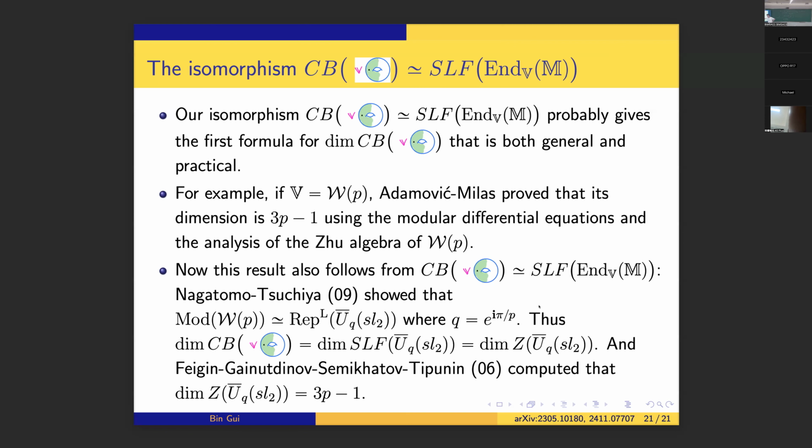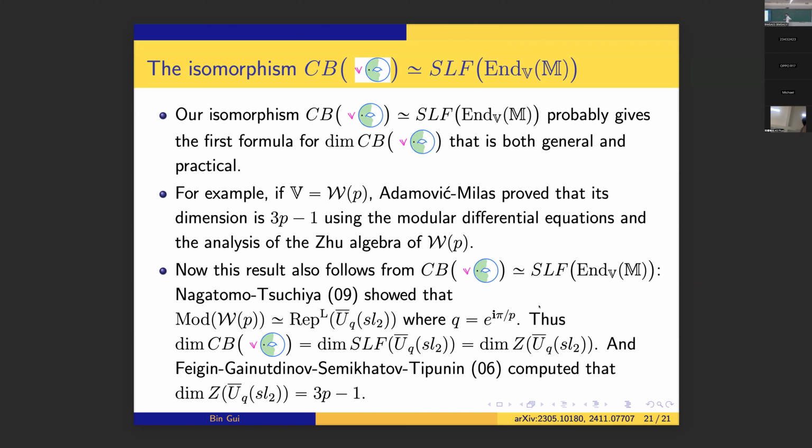It's because for the category on the right-hand side, there is a very standard projective generator, which is the algebra itself, right? So this algebra itself is a projective generator. It also corresponds to a projective generator of W_p. Therefore, this projective generator also has endomorphism algebra U_q(sl2). So we can take this N to be U_q(sl2) and the dimension of the conformal block is the dimension of the SLFs of U_q(sl2). Because U_q(sl2) has a non-degenerate linear functional, the space of SLFs is isomorphic to the center of that quantum group, and it was known before that the center has dimension 3p minus 1. Combining them, we show that the dimension of the conformal block is 3p minus 1.